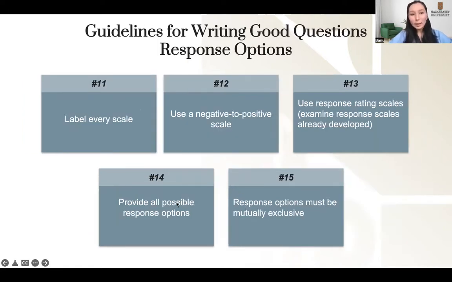And last but not least, also when writing good survey questions, you need to write good response options, with response or answer categories. First of all, please label every scale. Next, try to use negative to positive scale. This is in regard to Likert scale. So when you do satisfaction, try to start from dissatisfaction towards satisfaction, from strongly disagreeing to strongly agreeing.